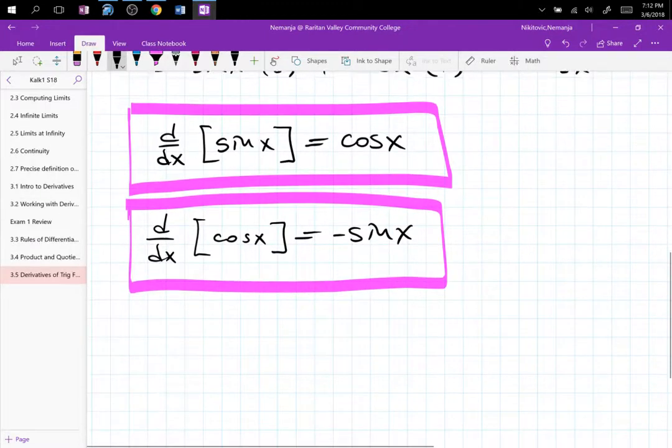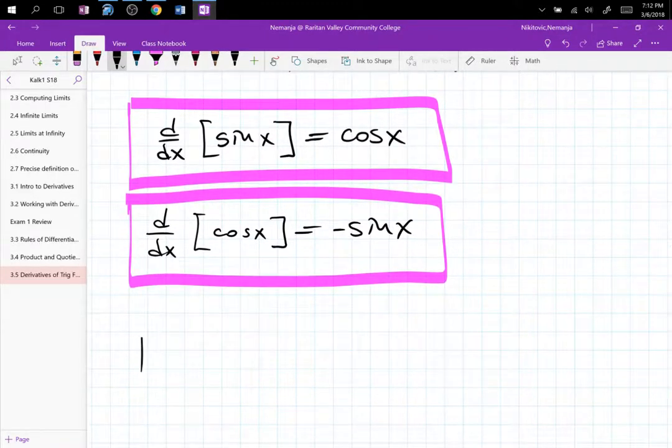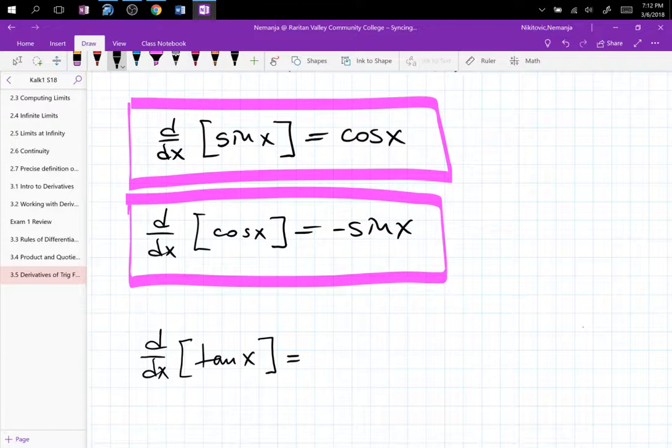What do you have for tangent? How do you find the derivative of tangent? Yes, you memorized it: secant squared x. Good. How do we get it?